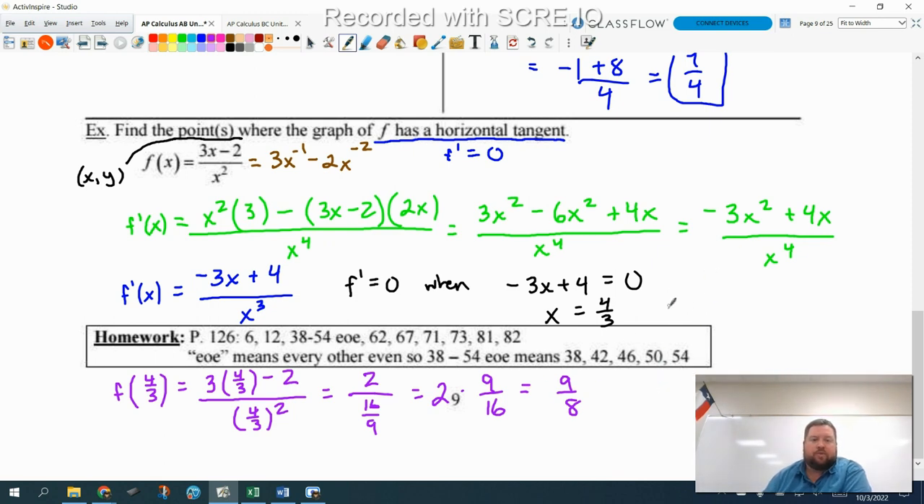So let's write out our answer as a sentence over here. F has a horizontal tangent line at 4/3, 9/8. And our reason is because f prime is equal to 0 at that point.